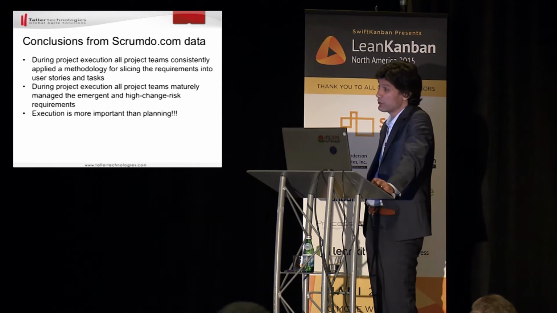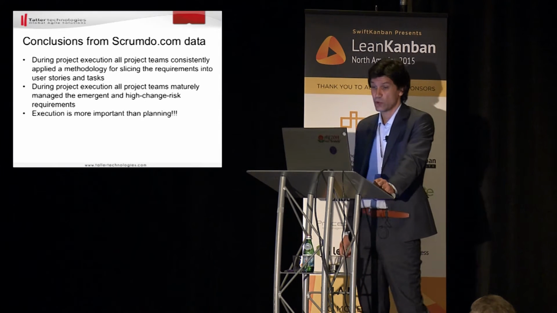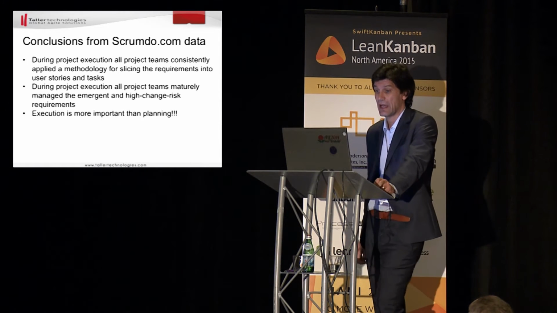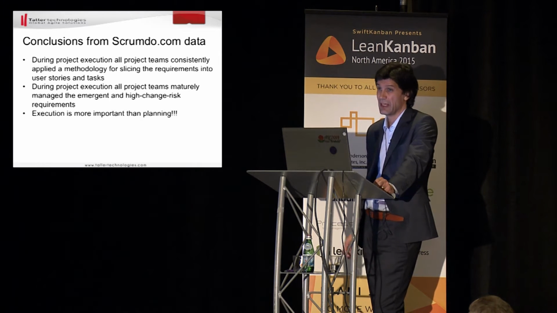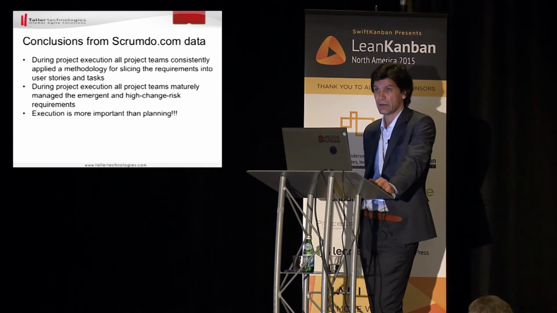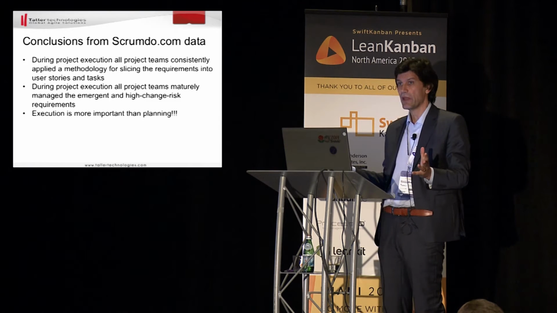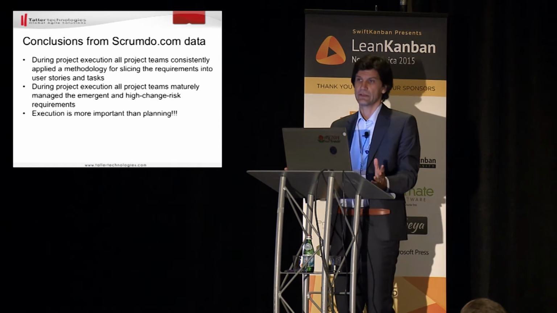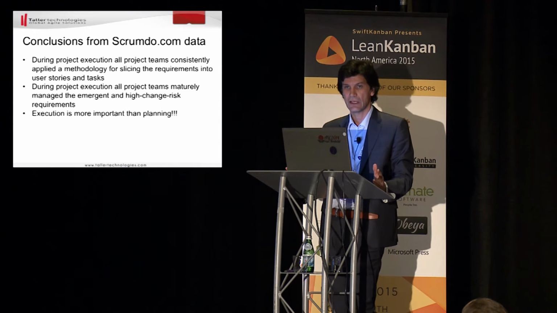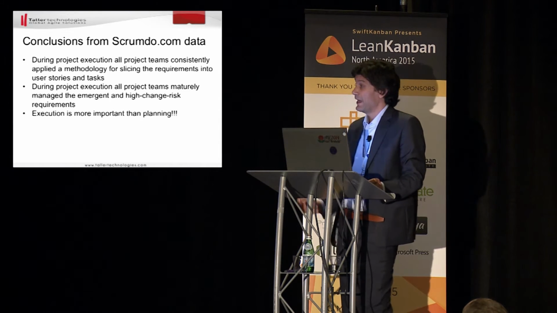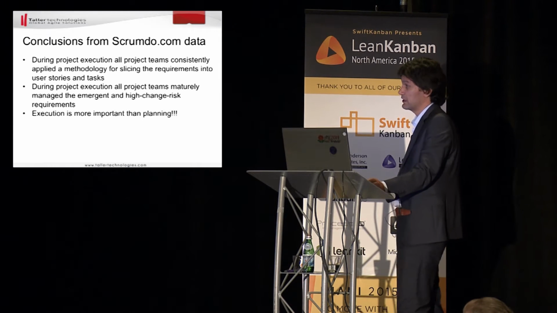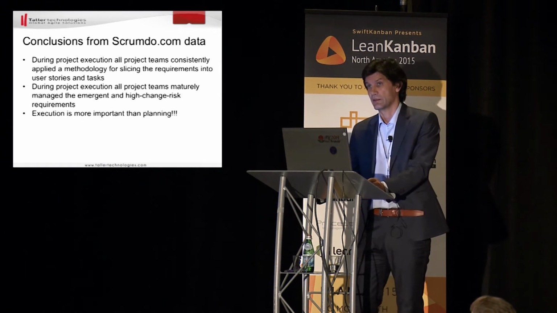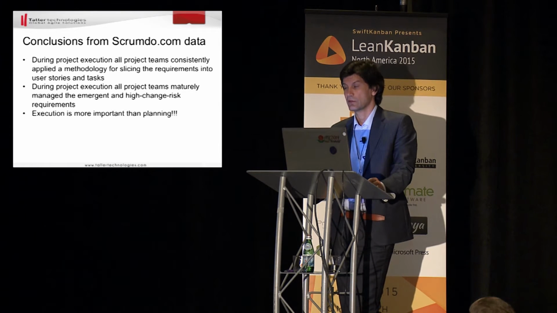It also shows that during project execution, the teams maturely manage the emergent and high change risk requirements, right? Because new requirements were coming while they learned. Somehow they managed to keep everything consistent. The way they did this slicing was really consistent and shows maturity. And a very important conclusion is that execution is more important than the planning. Maybe it doesn't come directly from the data, but it shows that how we do the work is much more important than how we plan for it.